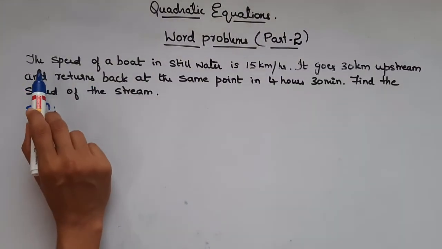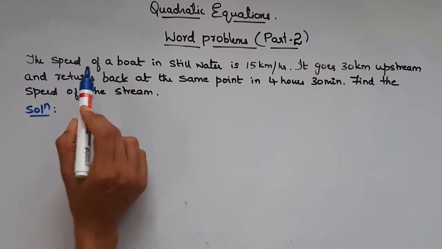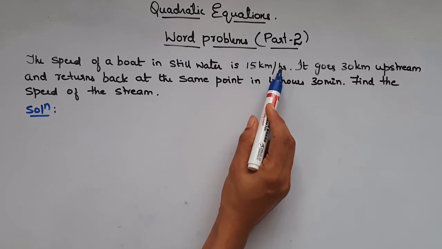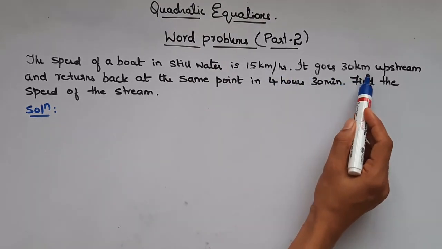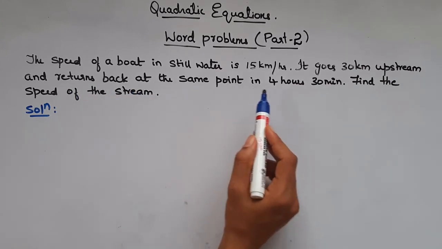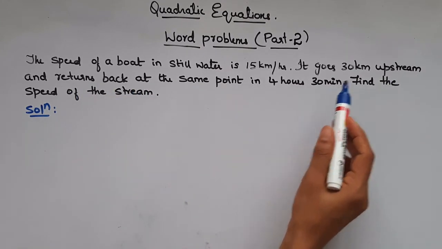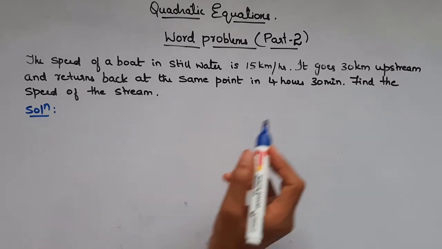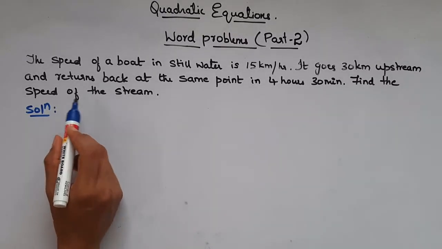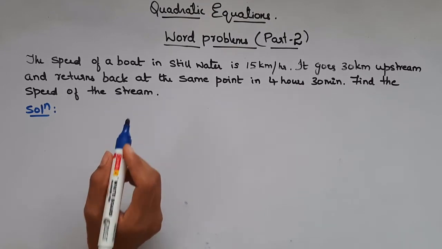So now let's see this problem. Here it says the speed of a boat in still water is 15 km per hour. It goes 30 km upstream and returns back to the same point in 4 hours 30 minutes. Find the speed of the stream. Here they have asked to find the speed of the stream. So let's take the speed of the stream to be x km per hour.